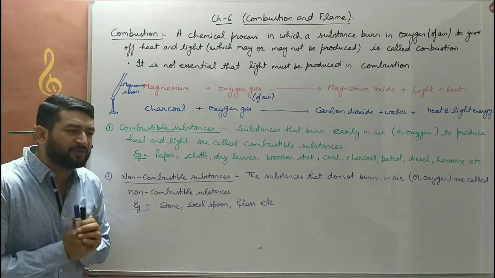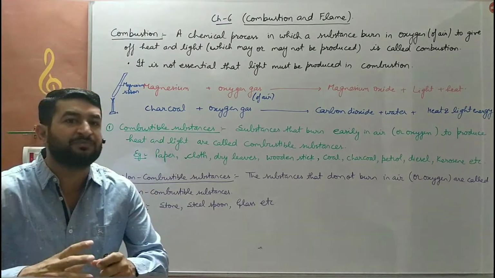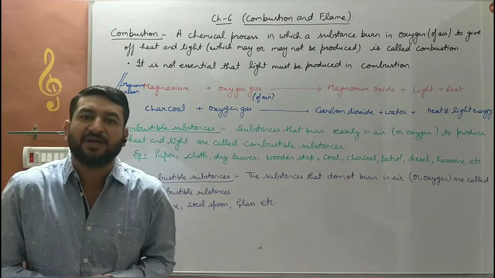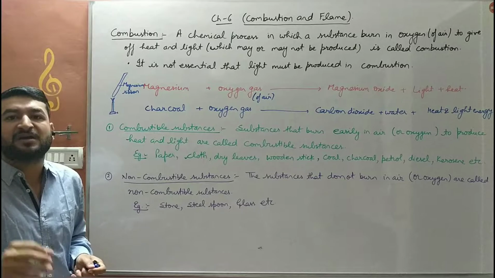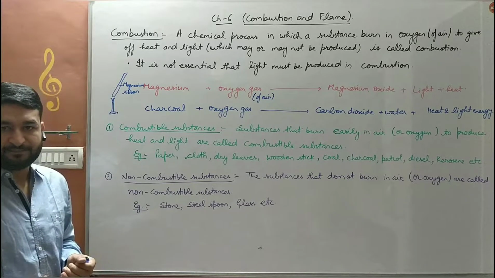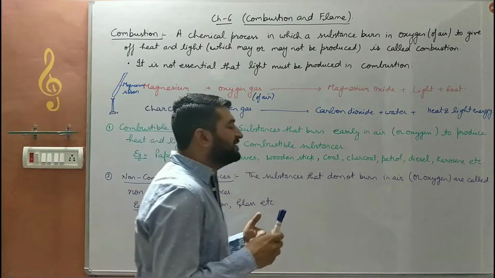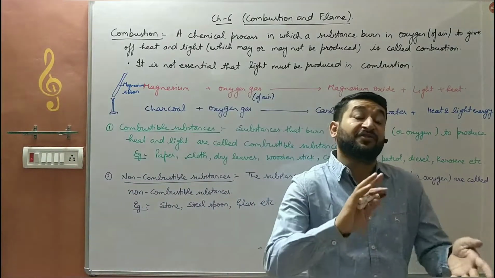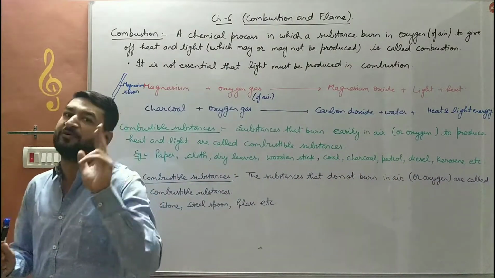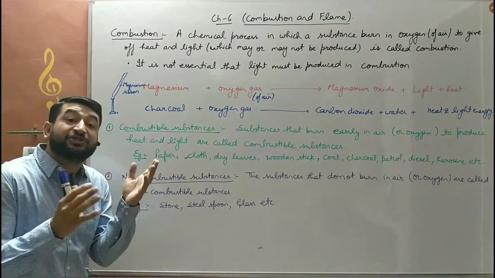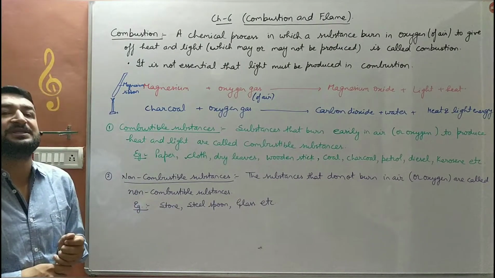So what is combustion? It is a chemical process in which a substance burns or reacts with oxygen present in the atmosphere or air to give heat and light energy. That process is known as combustion. Next, bache, on the basis of whether substances react with oxygen or not, the substances are classified into two forms. First, combustible substances, and the other one, non-combustible substances.